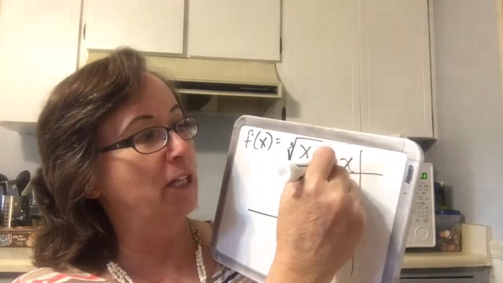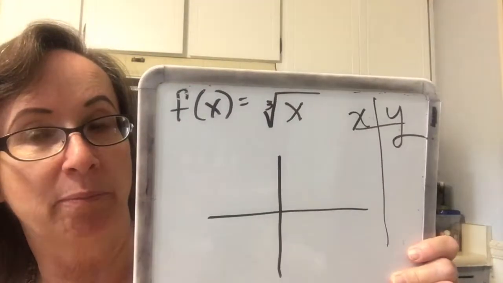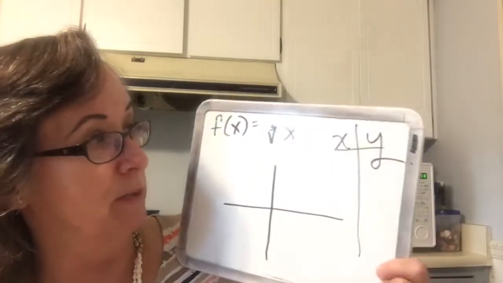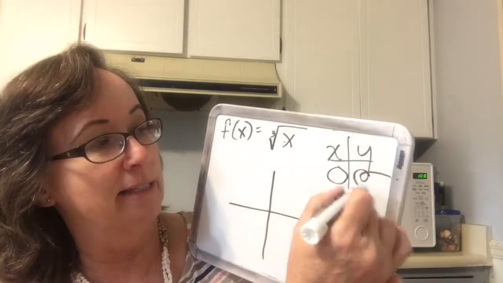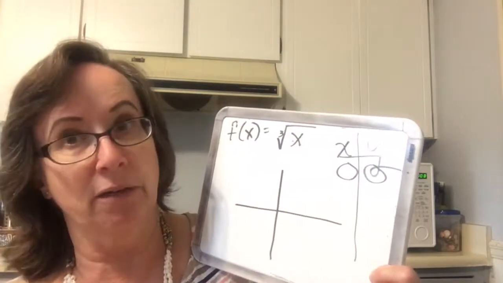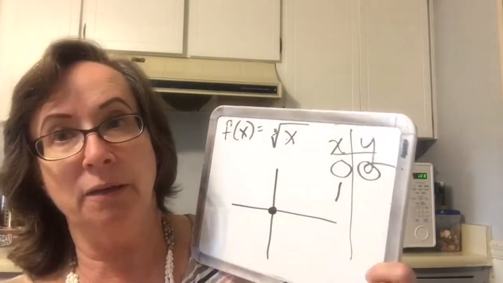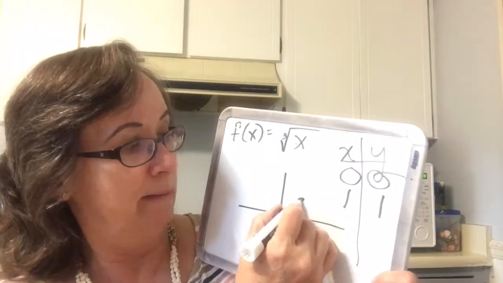But, so we're going to make a little grid here. Now remember that cubic roots do not have the same problem with signs that square roots and even roots do. So if I plug in a 0, I get out a 0. Okay, cubic root of 0 is 0. So 0, 0. If I plug in a 1, the cubic root of 1 is 1. So I get 1, 1.